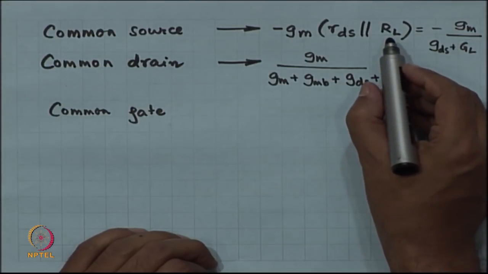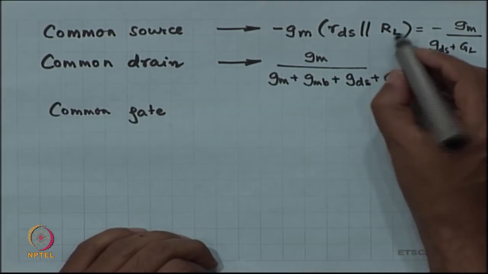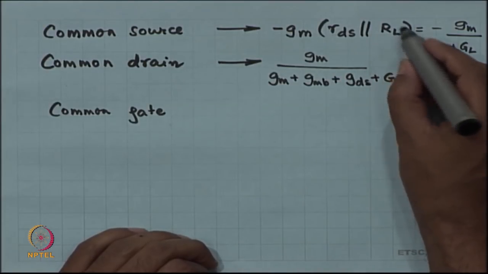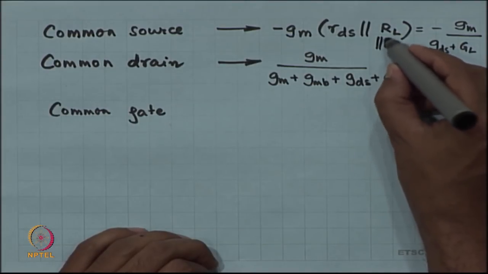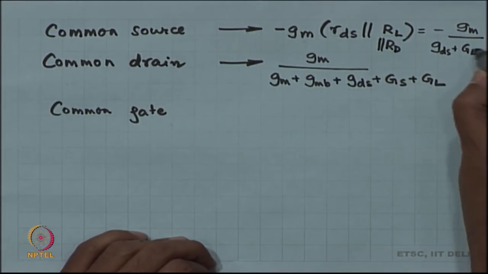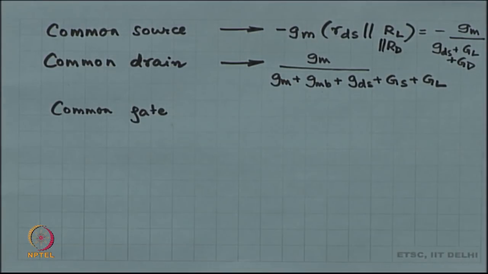Actually, if you go back to the lecture notes from the common source lecture, right, there was also an RD over here. This RL includes RD. Okay. So, it was similar.